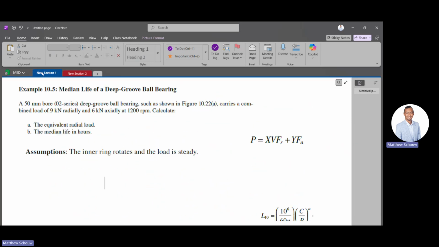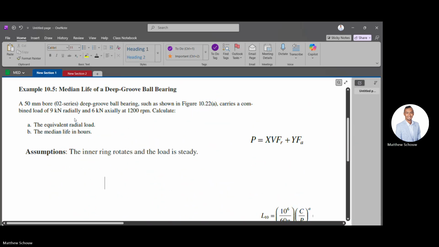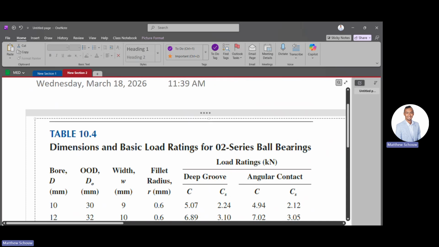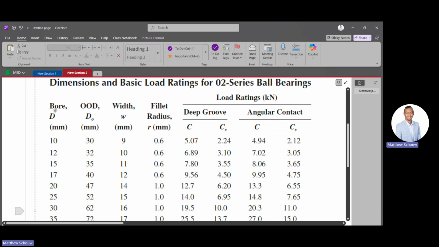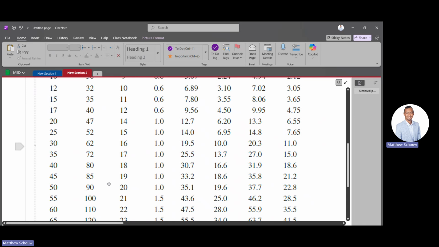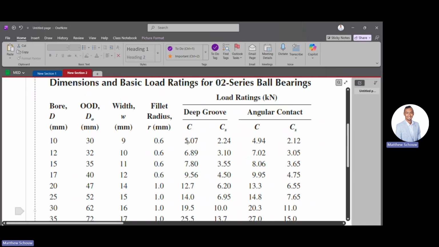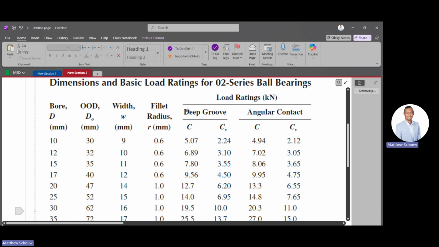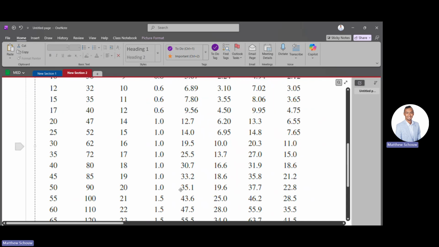Cool. So I said it was 50 mil, 02 series, right? So 02 series, here we are. Look at a 50 mil ball, and we need to pull up some values. In this case, that's going to be your dynamic and your static value. That's going to be 35.1 and 19.6. So those are the values you're going to want to extract, right?